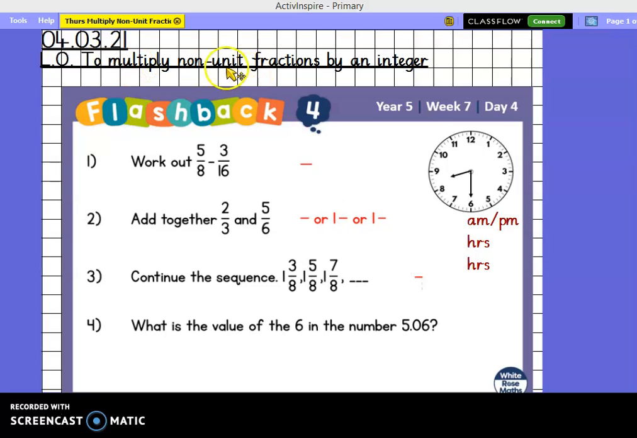Today we're going to multiply non-unit fractions by an integer. Remember, integer means a whole number, and a non-unit fraction is when the numerator on the top is not 1. It's any other number but not 1. Could you record these in your book, please, and underline them, and then complete your flashback 4 and your time in your book. Pause the video while you do this.